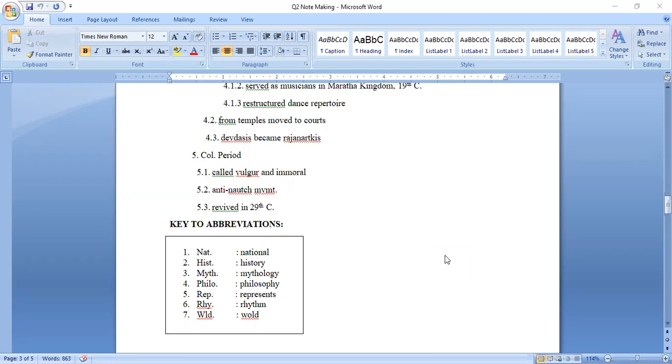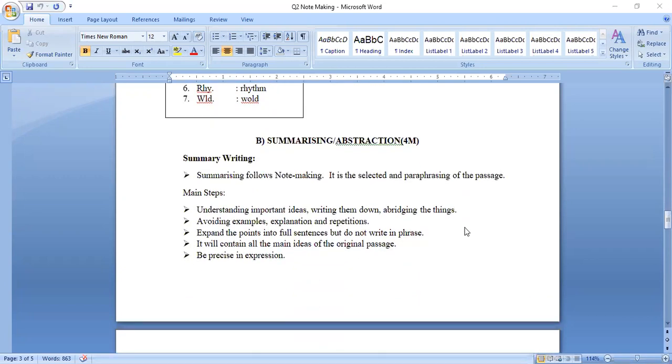We have to prepare a tabular column and divide it into two. Then we can write abbreviations or short forms, and the key. You know what the meaning of key is? Expansion. After completing our notes, that means 100% completed, we can go to the next part. That means it is an additional part we have to write.